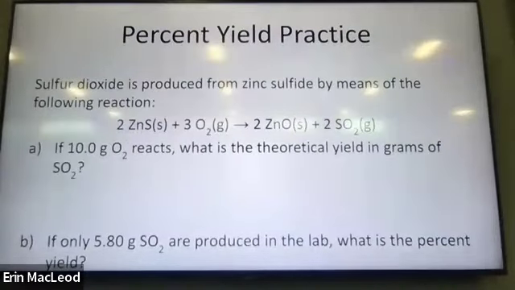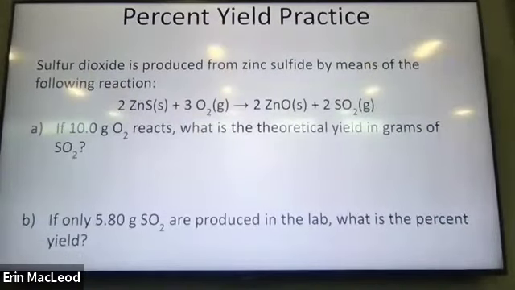I set these up all in the same way. I'll give you an equation and then the math will all go with that equation. So it says sulfur dioxide is produced from zinc sulfide by means of the following reaction. There's your equation. If I give you coefficients, you can assume it's balanced, and I'm not going to try to trick you and have it partially balanced. There's either lines or there's no lines. So this one is already balanced for you.